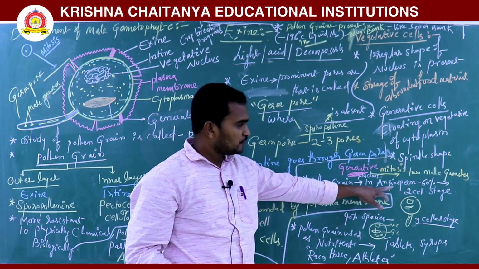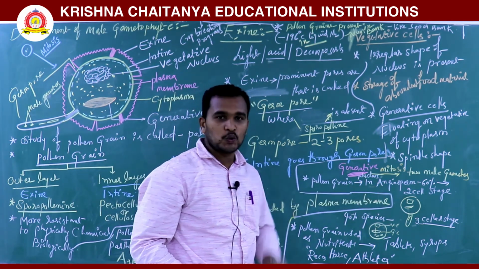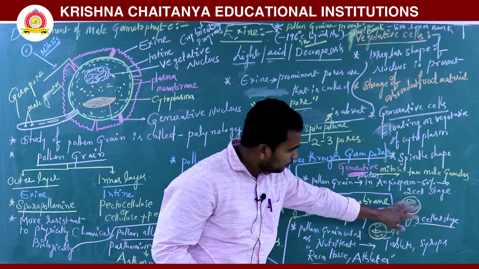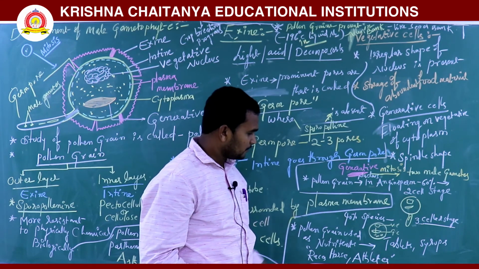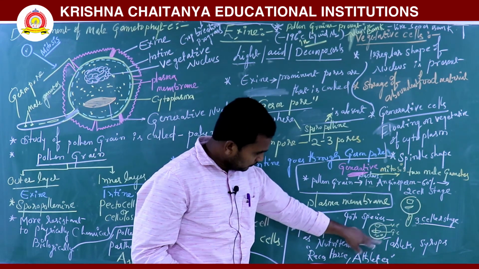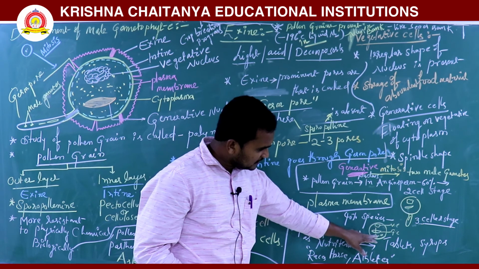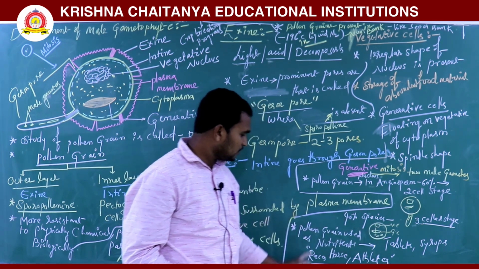In pollen grains of angiosperms, 60% are at the 2-cell stage. Before pollen tube germination, 2 cells are there, so that's why it is called the 2-cell stage. In others, before the pollen tube forms, the generative cell divides, giving 3 cells. That's why it is called the 3-cell stage.